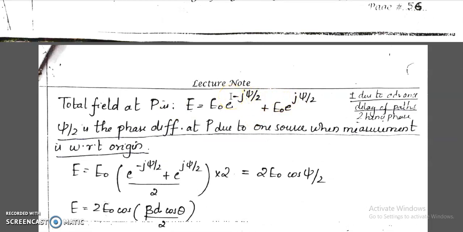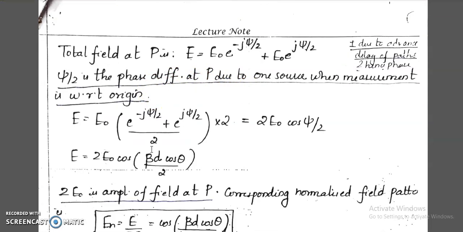The reason is that here we advance and delay the sources. That's why we use a negative sign and a positive sign. So the total electric field equation is E0 into e raised to minus j psi by 2 plus E0 into e raised to plus j psi by 2. And psi by 2 is the phase difference at P due to one source when measurement is with respect to origin. Then we can simplify the equation.